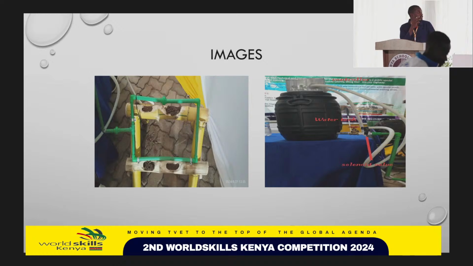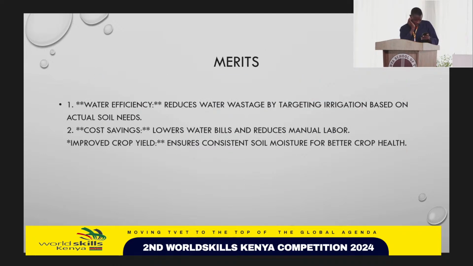We have the tank there for the water. We have the control unit. Then again the prototype of the plant to be irrigated, and the pipes where the water for irrigation is flowing. Next slide. Okay, next.